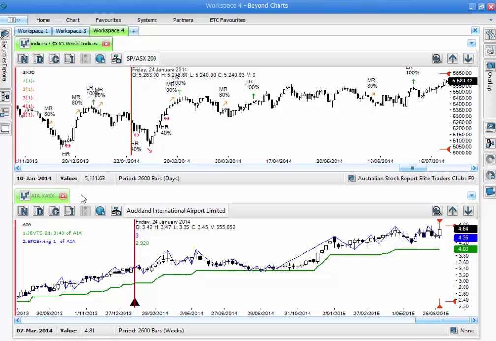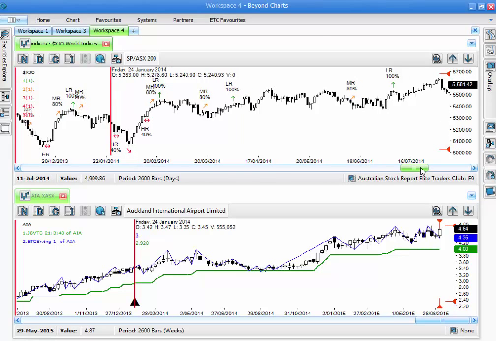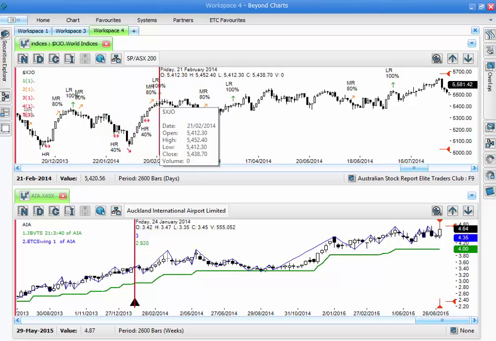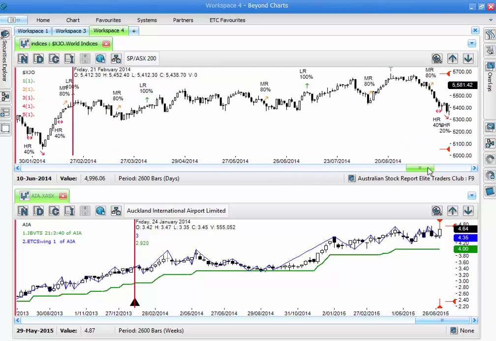All right, so we get into Auckland Airport. We've got our initial protective stop set up. Once our 3 ATR comes up above our initial protective stop, then we just use that 3 ATR to manage the trade with. So as price goes on further and further, price recovers on our index, and we go back to a low risk market at the beginning of 2014.